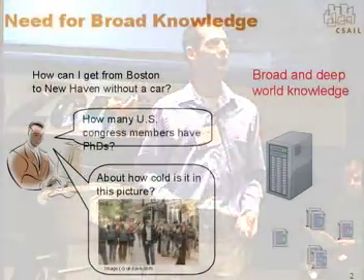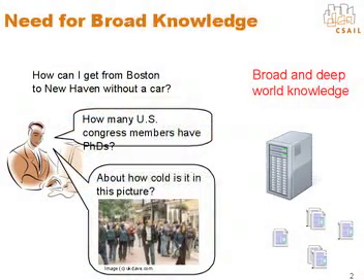of thing we'd like AGI to do for us, which is to answer questions. And the range of questions people could ask a system is incredibly large. So here are a couple. How can I get from Boston to New Haven without a car? How many US Congress members have PhDs? Or here's a picture: how cold is it in there, based on what people are wearing?